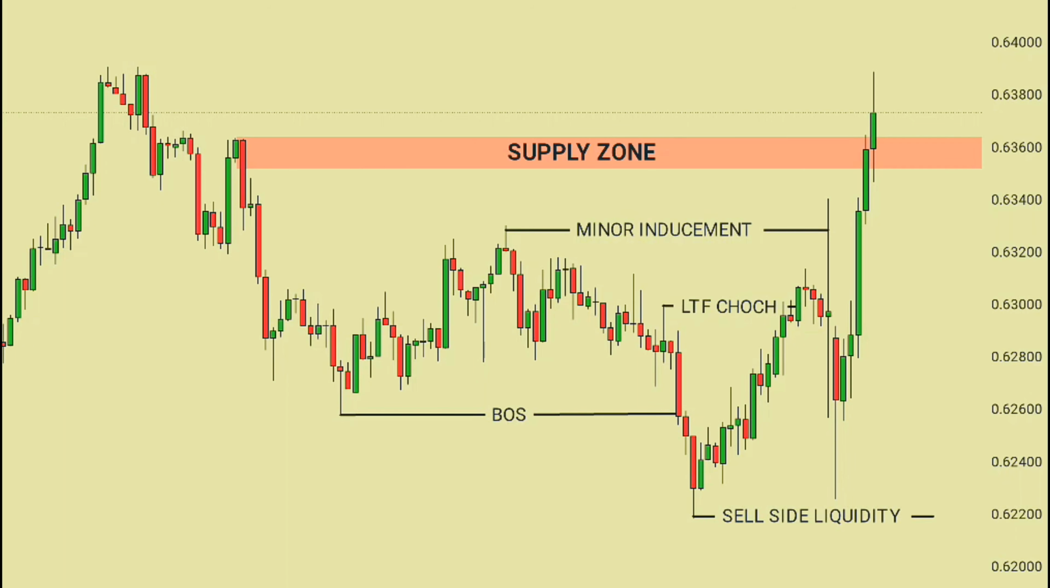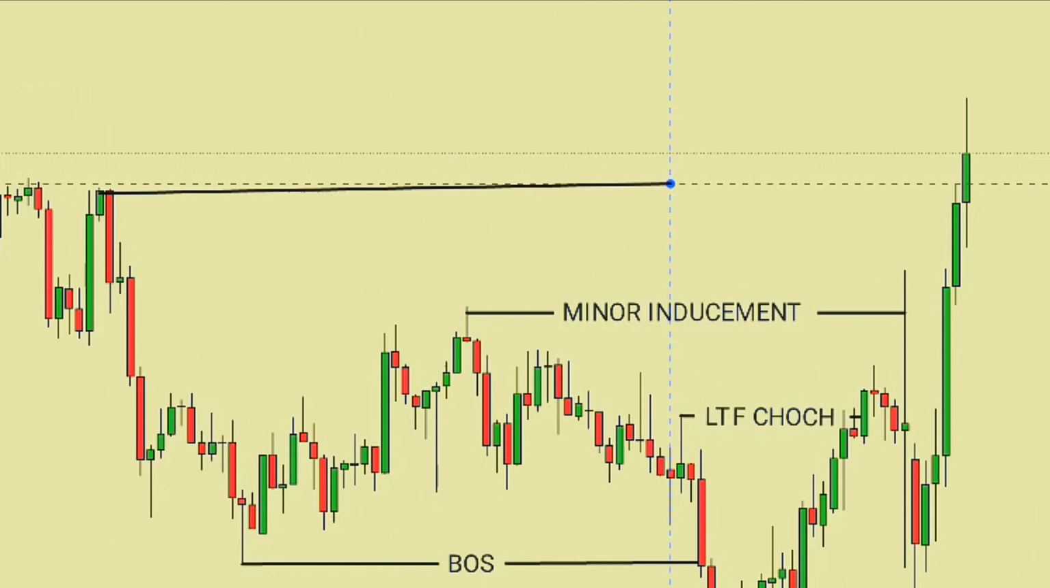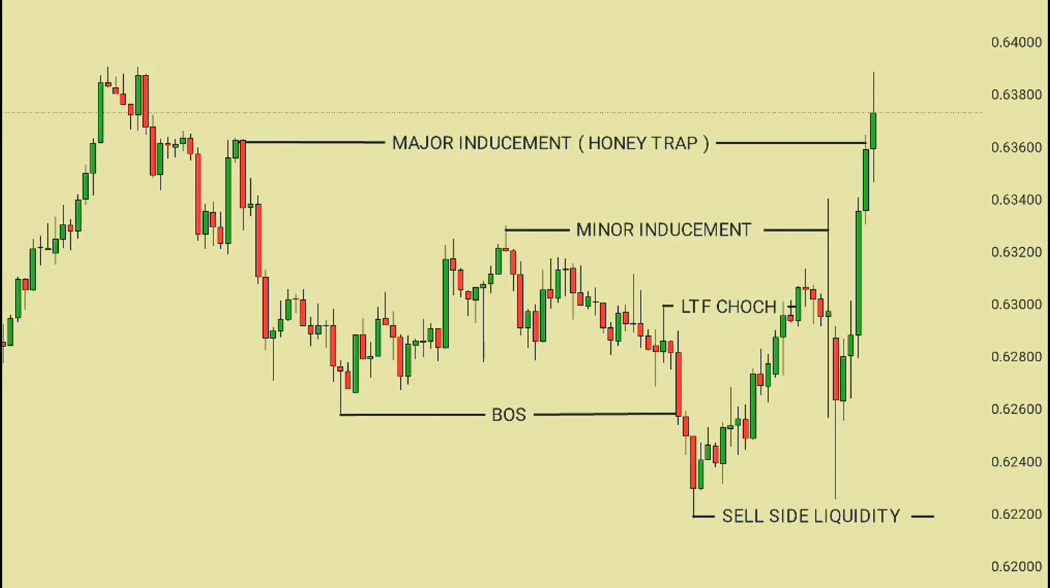The supply zone that looked so perfect earlier was never meant to be the real supply zone. In fact, this entire area was acting as major inducement. In other words, the market was using this level as a honey trap to attract traders into selling too early. Think about it. The break of structure was there, the change of character was there, the inducement seemed clear, and the supply zone looked very logical.